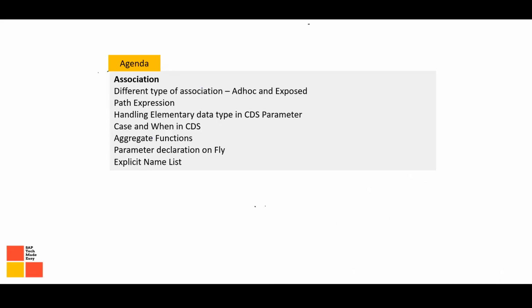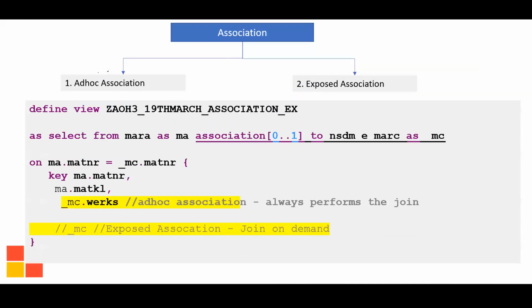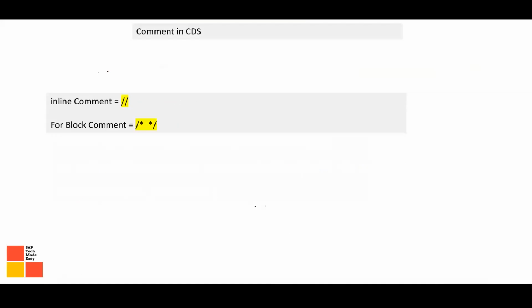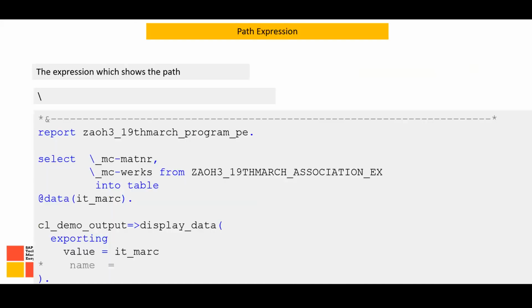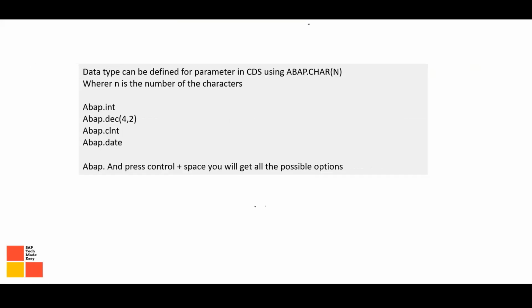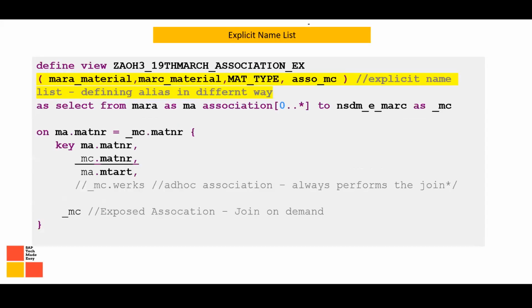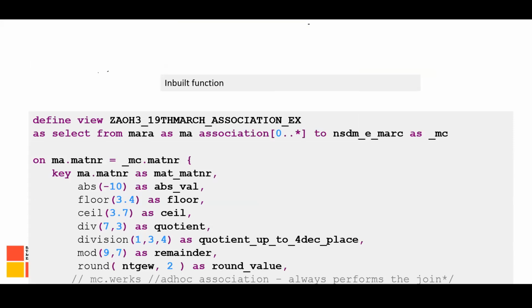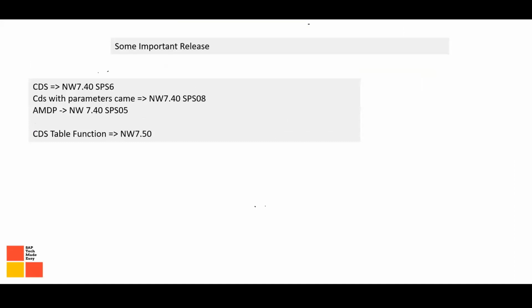And again, this is CDS in more detail: association, everything, right? How to comment the CDS, different ways of commenting the CDS, path expression, explicit name list. What is this? Inbuilt functions in CDS: absolute, floor, ceil, division, right? These are the inbuilt functions.